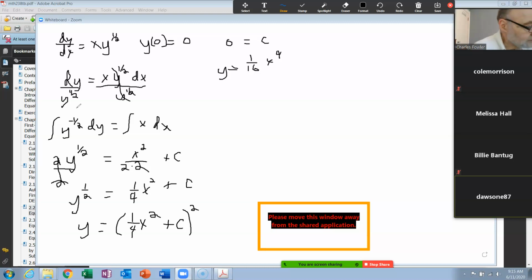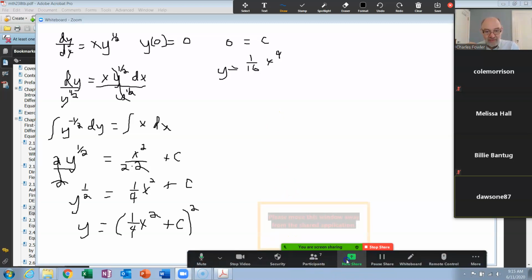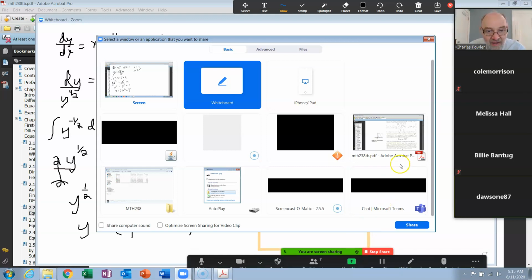So what they're suggesting to you is you can come up with all sorts of other solutions too. Let's go back to the book because I don't want to draw these things. So let's go change my screen sharing back to the text.